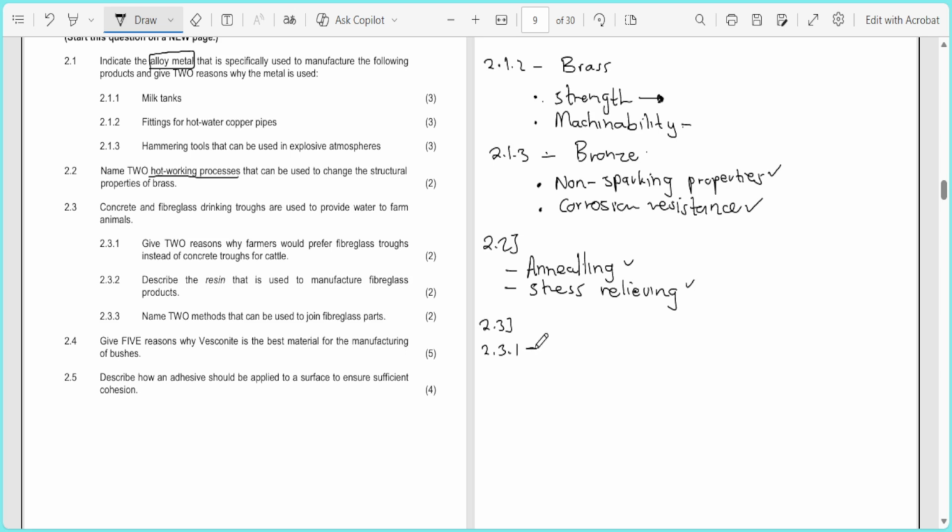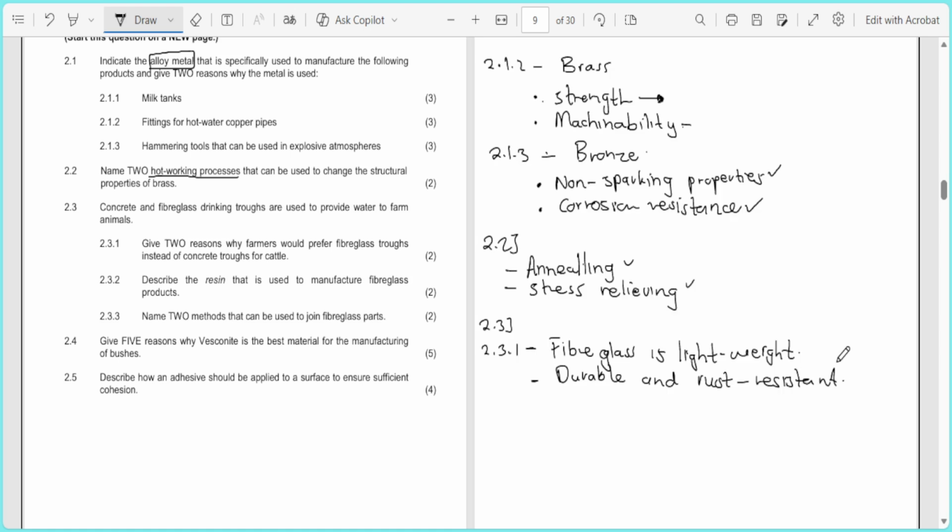I'll provide the first reason by saying fiberglass is lightweight. Because it can be easily moved around without using heavy machinery, right? So fiberglass is lightweight, and it is also durable and rust resistant.